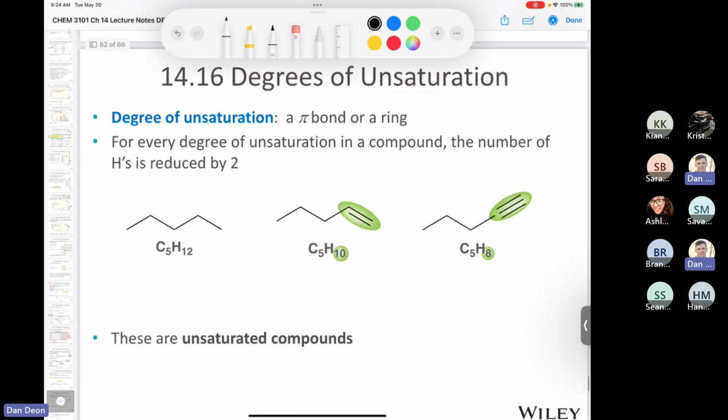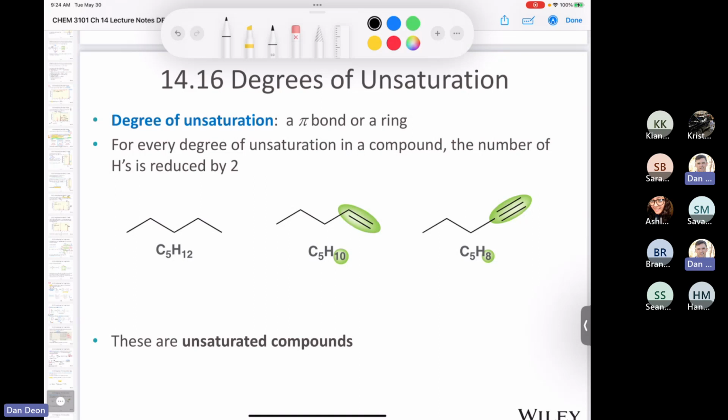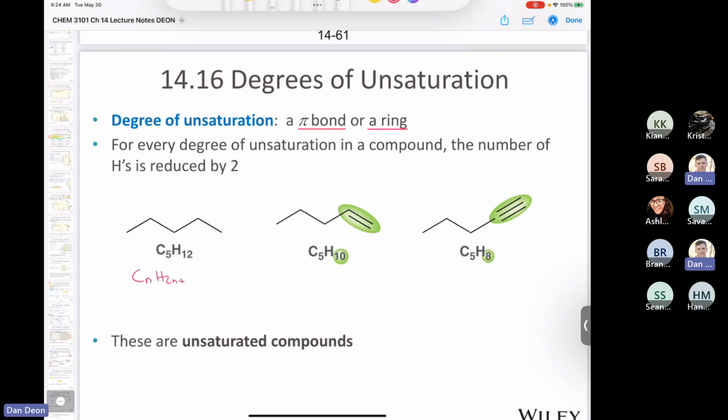A degree of unsaturation is where we start to lose hydrogen. So for every degree of unsaturation, we lose 2 hydrogens. The possibilities for a degree of unsaturation are either a pi bond or a ring. Students always remember pi bonds, but sometimes they forget a ring will do the same thing. Okay, so let me show you an example. If you have an alkane, remember that the generic formula is CnH2n+2.